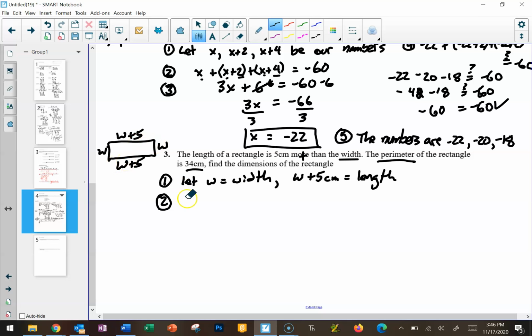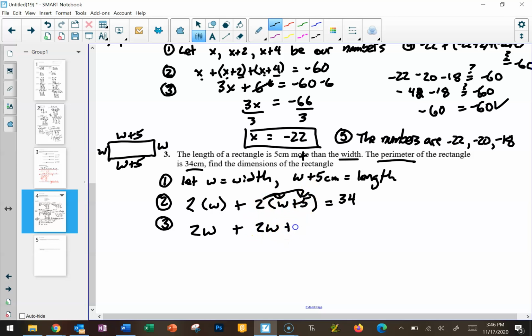2 times W plus 5. So let's just make that very simple by writing 2 times W plus 2 times W plus 5. That needs to equal 34. It told us so. So let's solve this equation then. 2W plus, remember, distribute, right? So that's 2 times W is 2W, and then 2 times 5 is 10 equals 34.